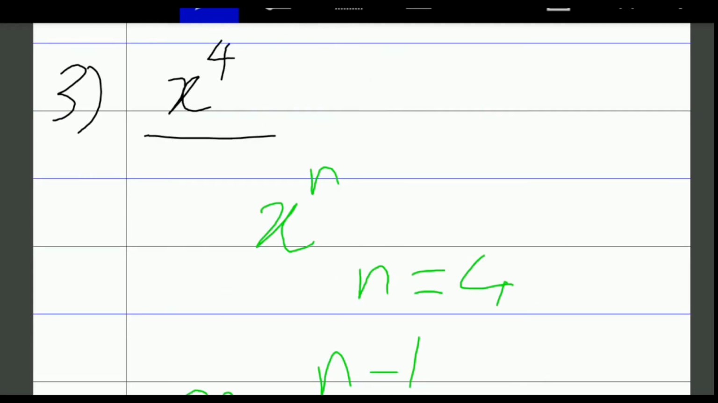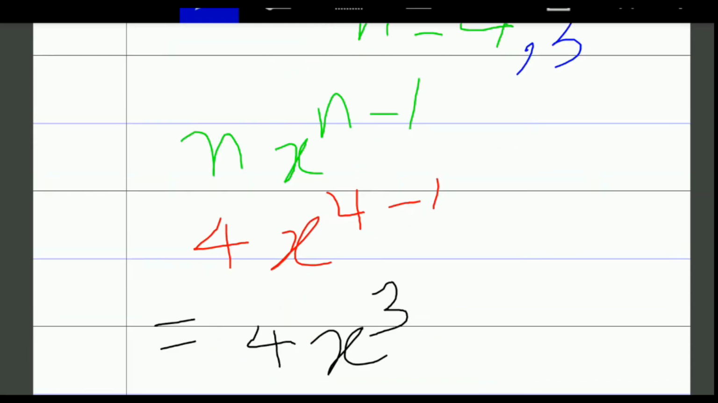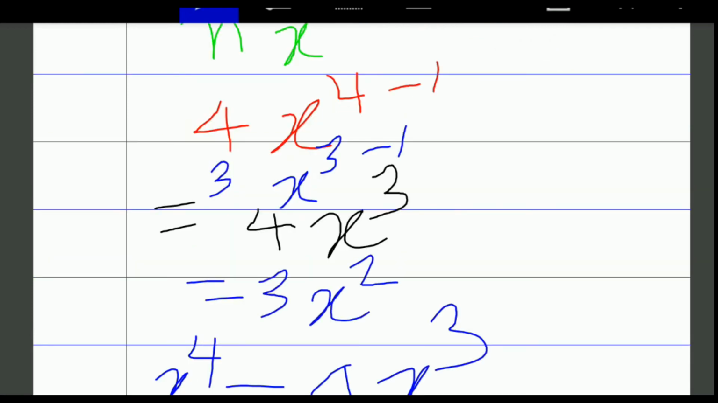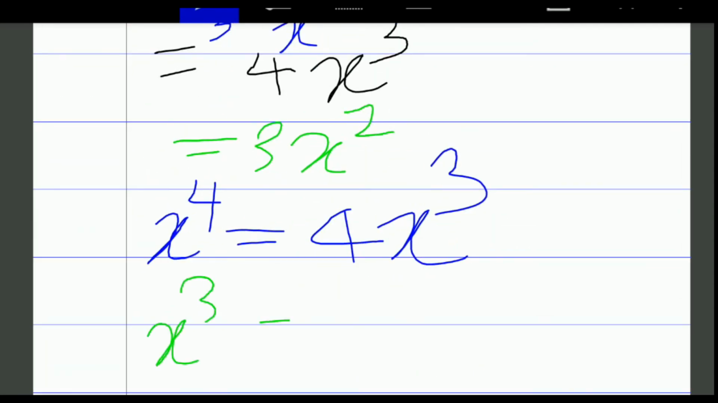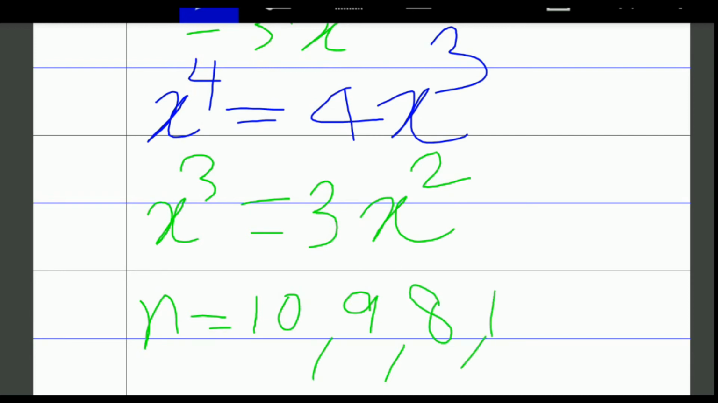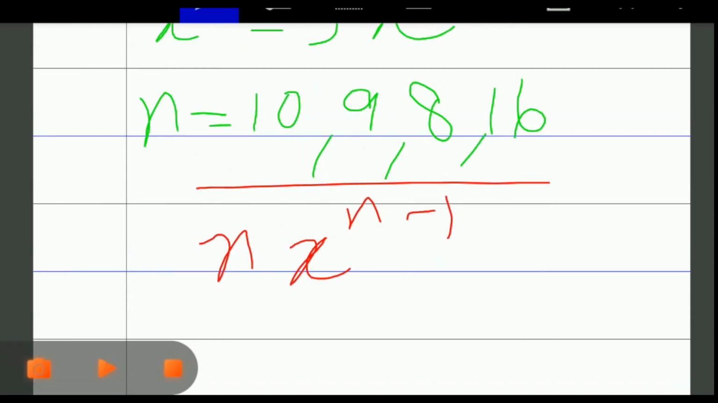If x raised to 3 would be there, then in place of n there would be 3, so it will become 3x raised to 3 minus 1 and become 3 into x square. So differentiation of x cube becomes 3 into x square. Similarly n may be 10, 9, 8, 16. You have to solve them as n into x raised to n minus 1. Here n would be any natural number or integer number.